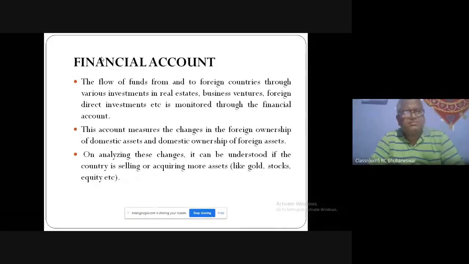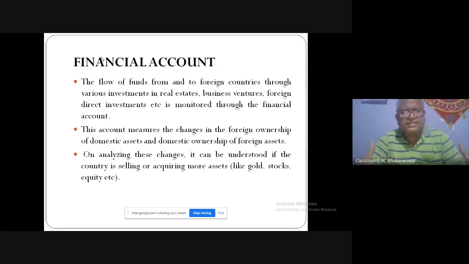My dear students, the financial account, as the name itself shows, means the flow of funds between countries through different types of investments. Investments here means not through business ventures but through foreign direct investments and real estate, which can be monitored and prepared through the financial accounts. These accounts can also measure the change of foreign ownership or domestic ownership of assets.